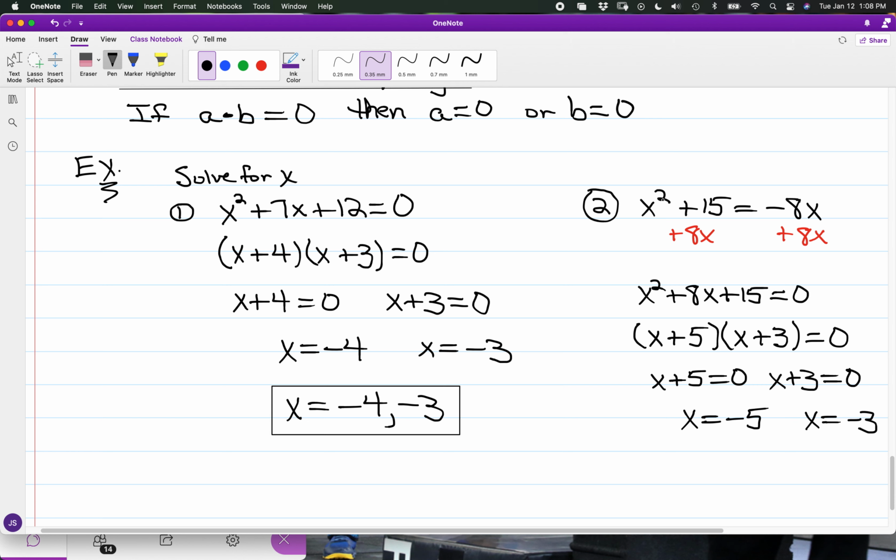Now I have the square of -5. -5 times -5 is 25. 25 plus 15 is 40. And -8 times -5 is also positive 40. Now for -3, the square of -3 is positive 9. 9 plus 15 is 24. And -8 times -3 is also 24. So both of these will end up checking out. So you have -5 and also -3.